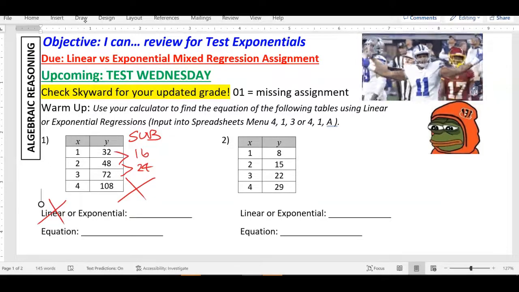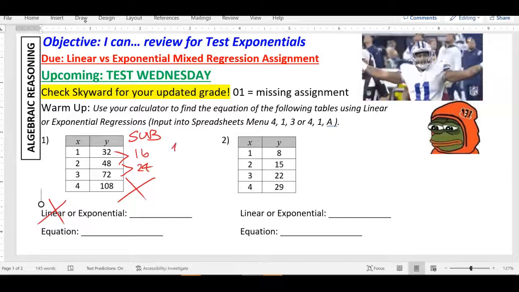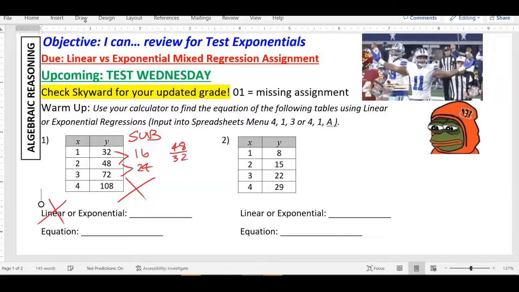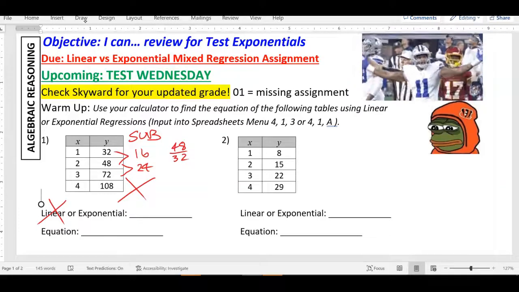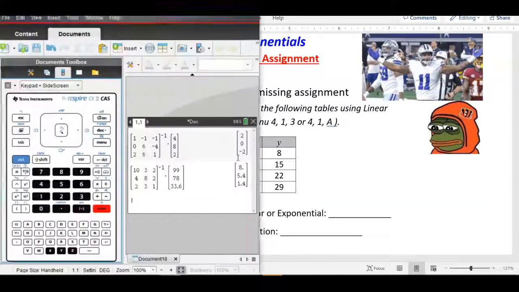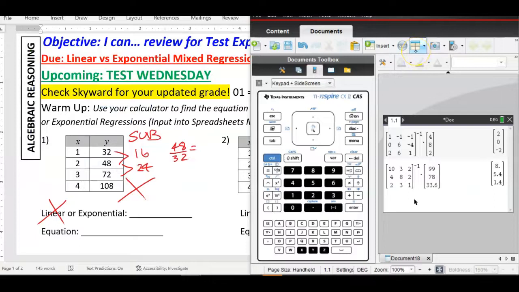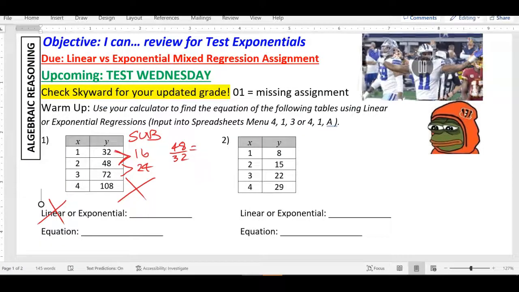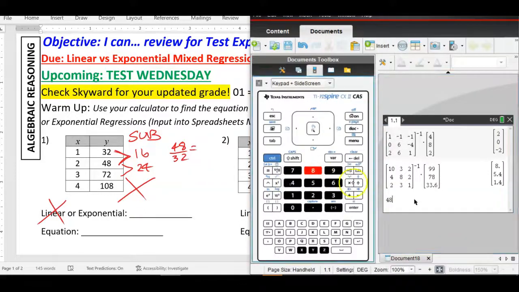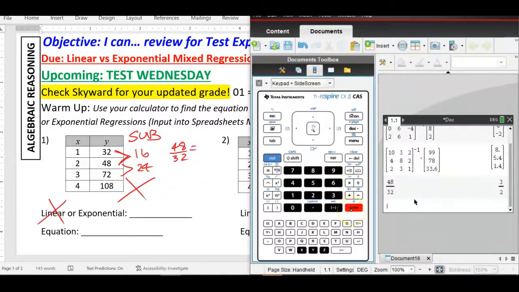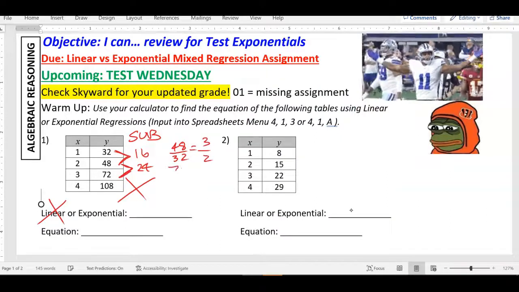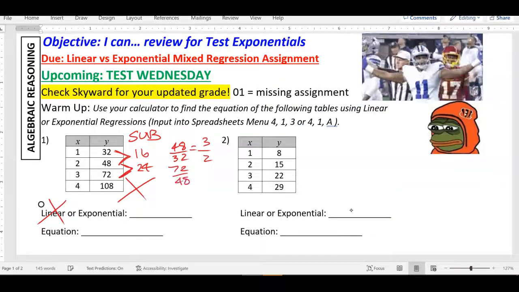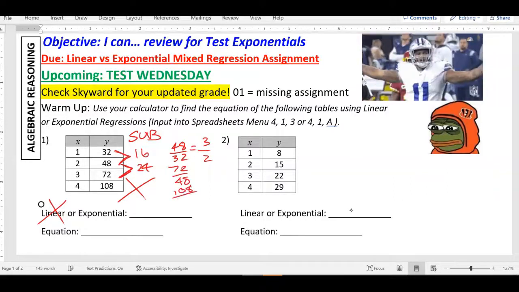Okay, so let's try dividing. Bottom divided by top. So 48 over 32. When we reduce, let's do it in the calculator, and we get 3 over 2. And we'll do the same thing, 72 over 48, and then 108 over 72.